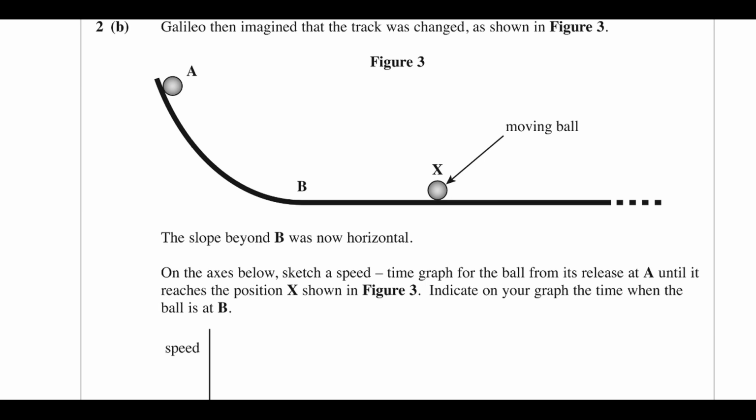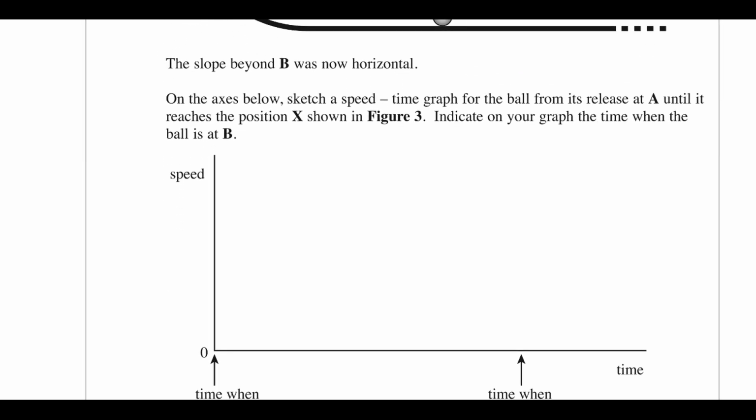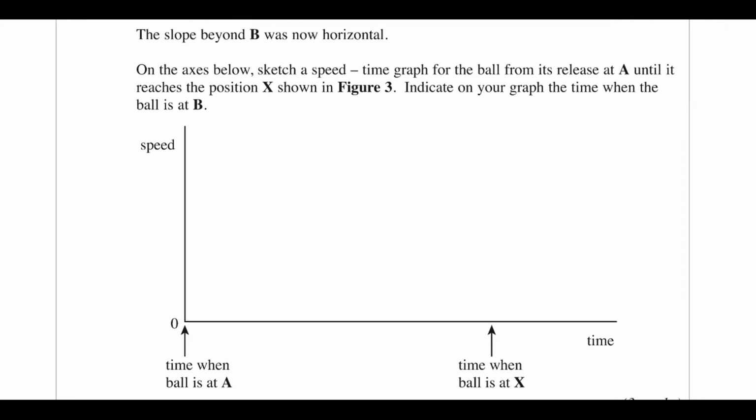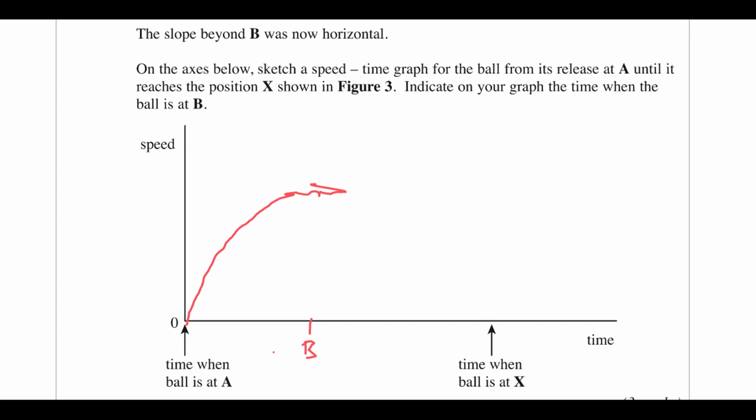So if we talk about what's going to happen, on this part it's going to accelerate, but its rate of acceleration will decrease. And then here it will be going at constant speed. So let's sketch that. So if we put B on our axis, somewhere like here. So we said it initially accelerates, so that means it would have a positive gradient, but the rate of acceleration is going to decrease, so our gradient's going to decrease. So that's the first section.